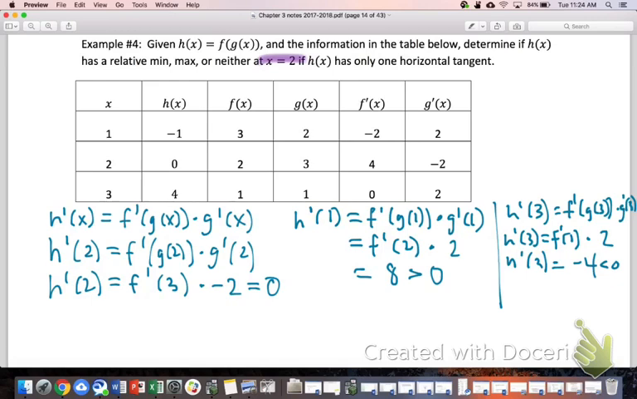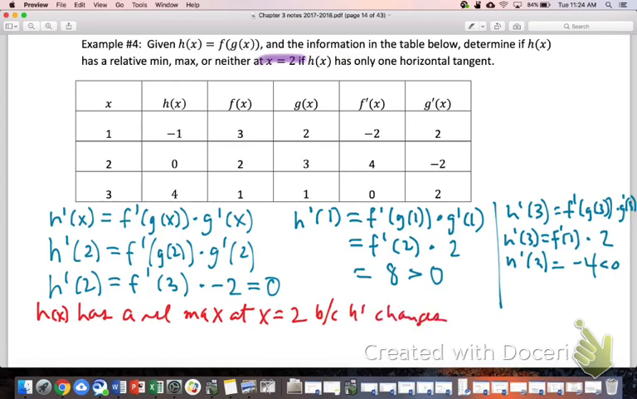And now what I can do is I can draw my conclusion. I've got a max, don't I? So I've already proven that h prime of 2 is 0, so I don't know that I need to rewrite that. I could, but I'm going to say something like this. H has a relative max at x equals 2 because h prime of 2 is 0, but h prime changes from positive to negative at x equals 2. Okay. That go okay for you?